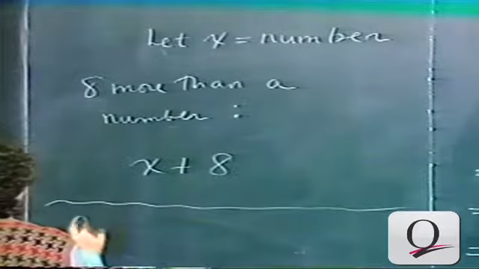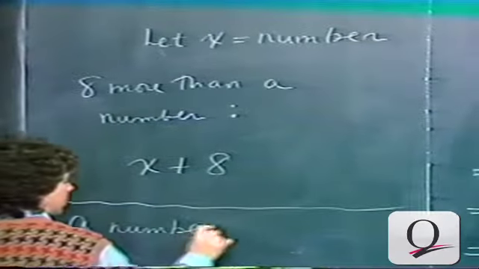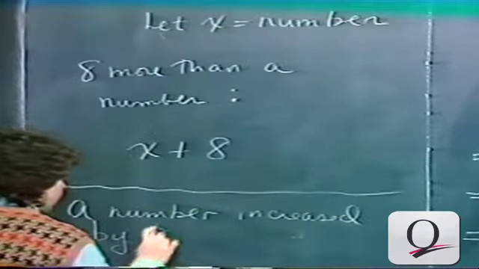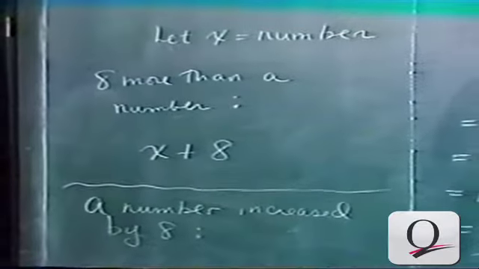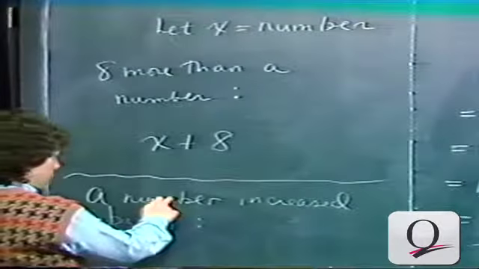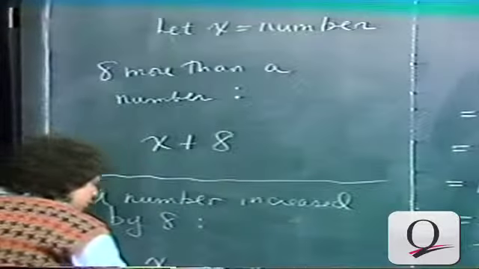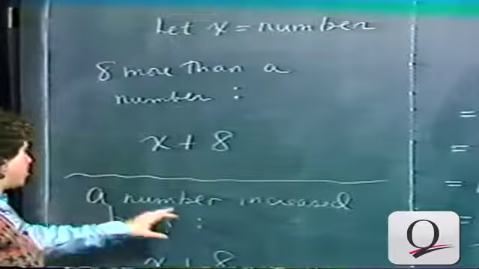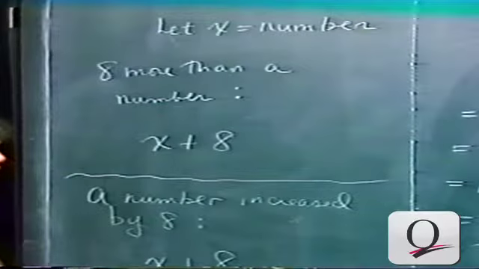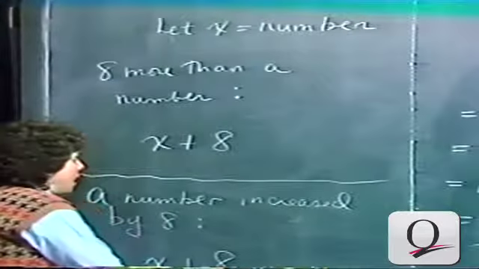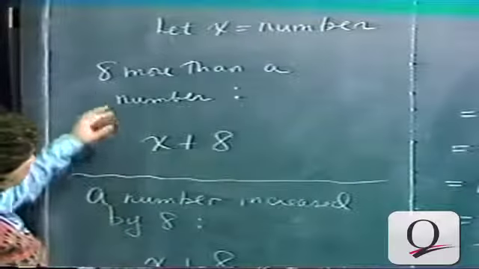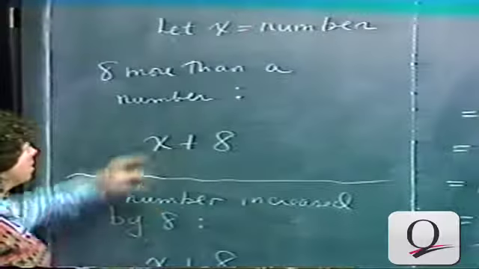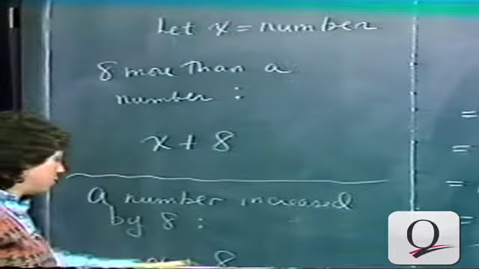How about this? A number increased by 8. A number increased by 8. The number we're designating by x. The number increased by 8. Okay, 8 more than a number, and a number increased by 8, we see we can write the same way. Some of the problem that people encounter in algebra is that they can't understand how you can change the English and the algebraic form remains the same. Okay, because the basic idea is the same here. 8 more than this number is the same as the number increased by 8.